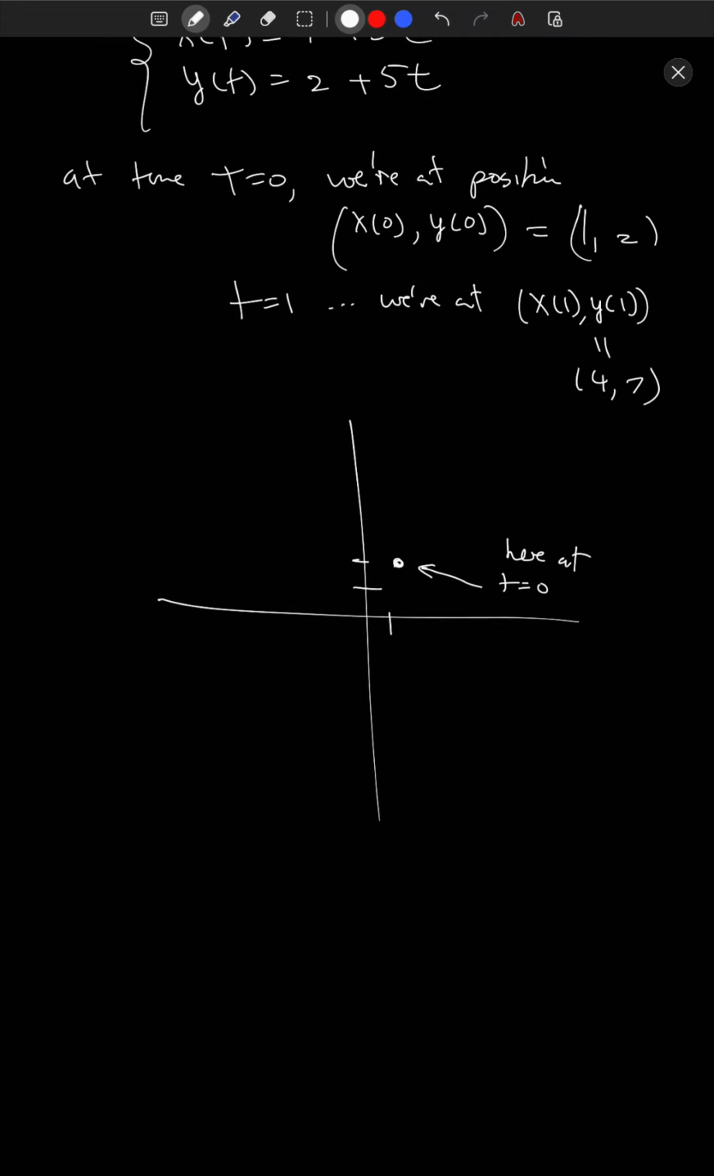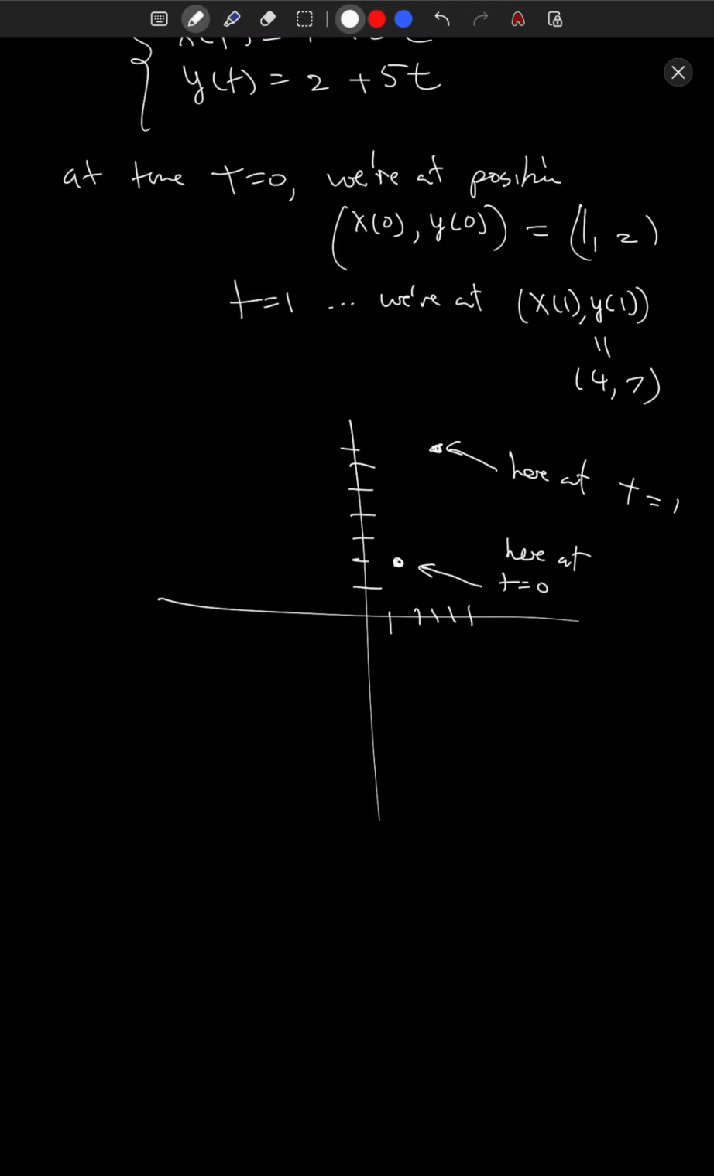So we're at 4, comma 7, all right? So 1, 2, 3, 4. Or sorry, 1, 2, 3, so 4 is there, and 7, 1, 2, 3, 4, 5, 6, 7. So we've moved to here at t equals 1, all right?